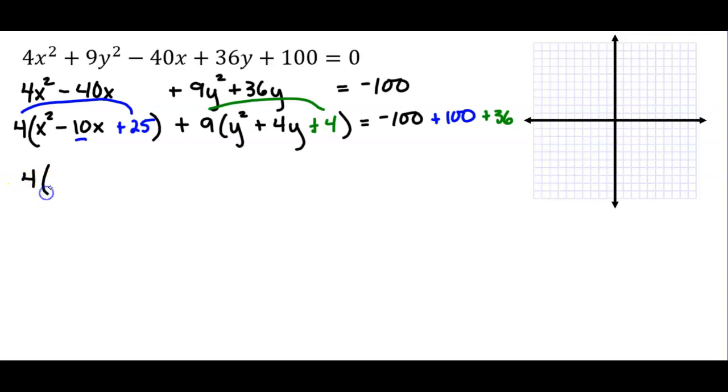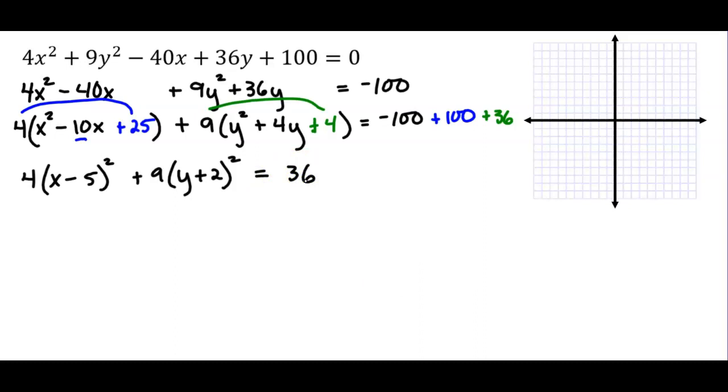Okay, and now we're going to start getting it in the right form. So 4, and then we're going to factor this into x minus 5 squared. It does have to be minus. You want to make sure you get the sign right, otherwise your center is not going to be in the right place. Plus 9, and this is going to be y plus 2 squared. And then all of that on the right is going to equal 36. Okay, so we're getting close.